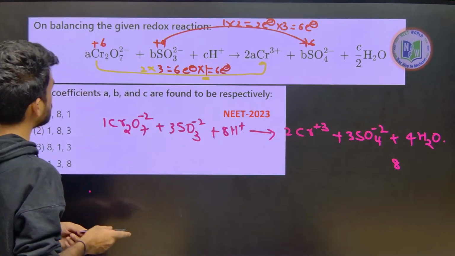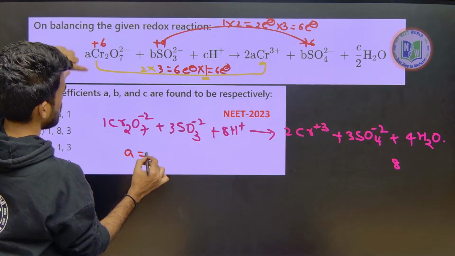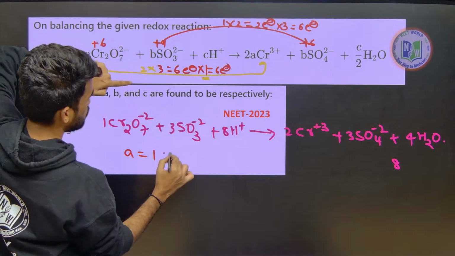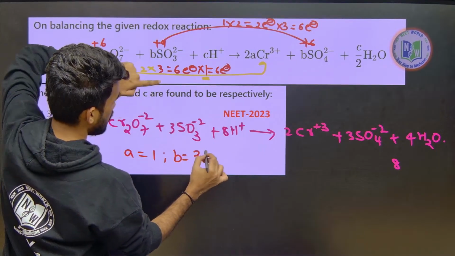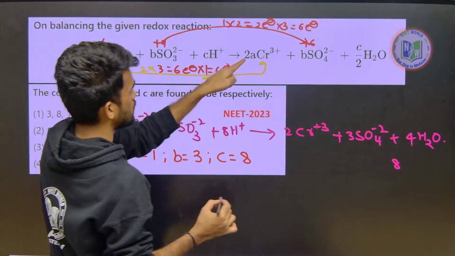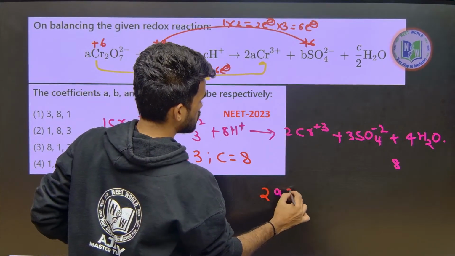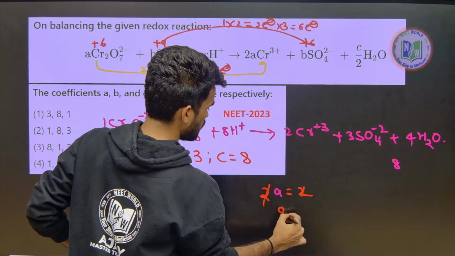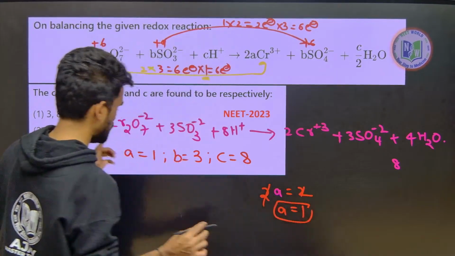So what are the numbers we got? Our A is 1 and B is 3 and what about C? C is 8. Hope this is clear. Here they are saying 2A equals 2. So what is the A value here? A value is 1. So that is what we got here also, 1.